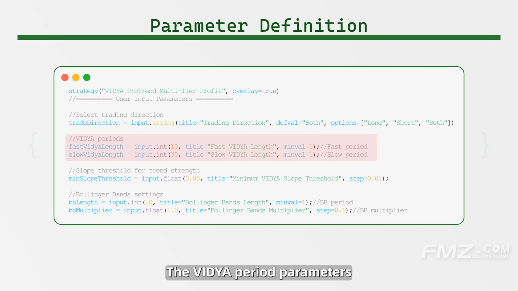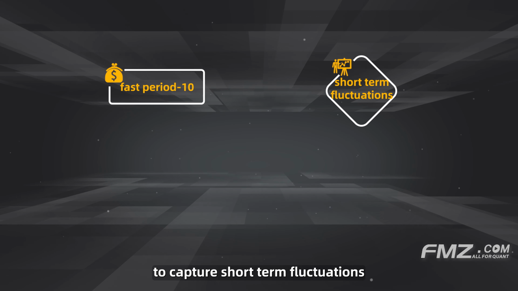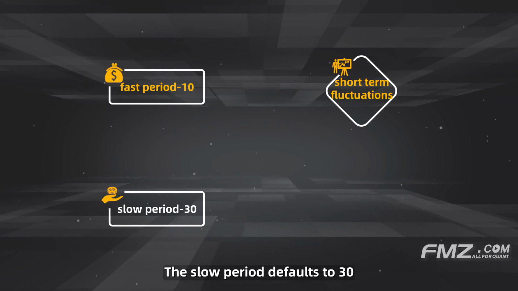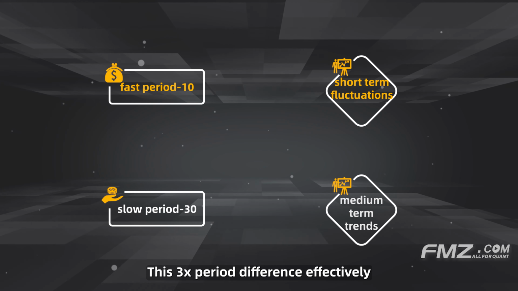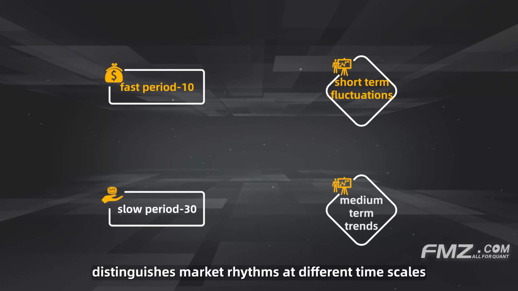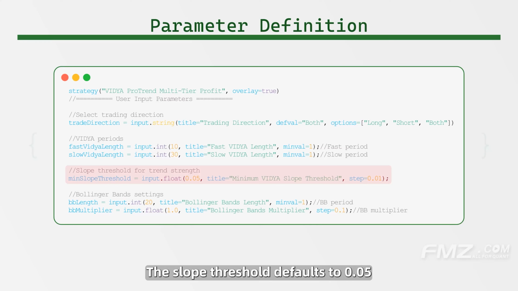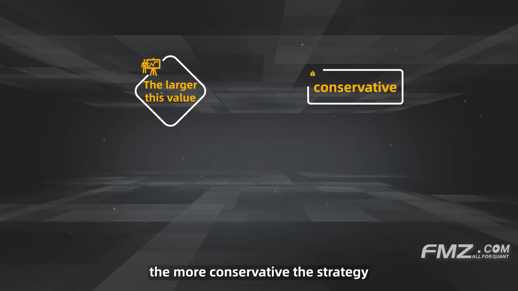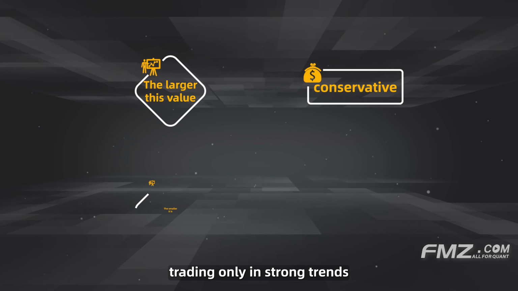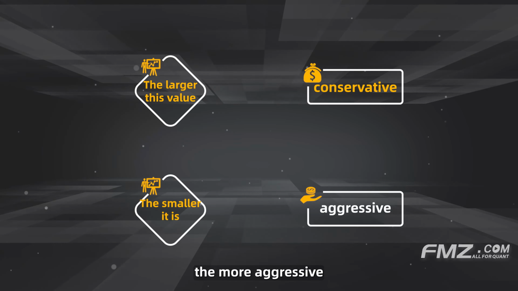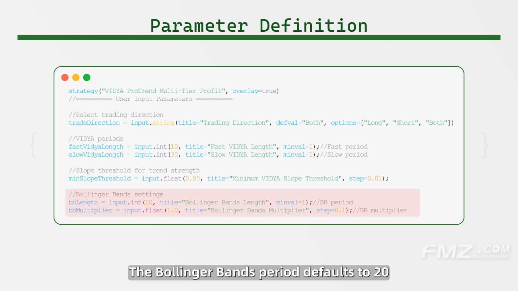The VIDYA period parameters are the core configuration of the strategy. The fast period defaults to 10 to capture short-term fluctuations. The slow period defaults to 30 to confirm medium-term trends. This 3 times period difference effectively distinguishes market rhythms at different time scales. The slope threshold defaults to 0.05, a key standard for judging trend strength. The larger this value, the more conservative the strategy, trading only in strong trends. The smaller it is, the more aggressive, capturing more weaker trends. The Bollinger Bands period defaults to 20, and the standard deviation multiplier defaults to 1.0.